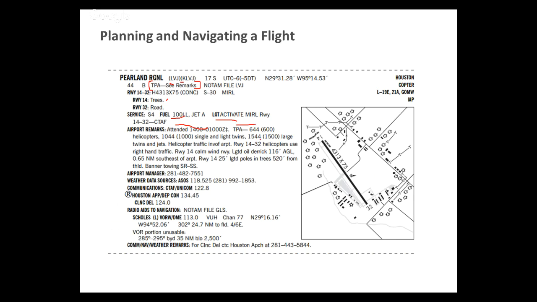Traffic pattern altitude, 644 feet, which happens to be 600 feet above the ground, so 644 mean sea level altitude. Oh, that's for helicopters, I'm sorry. 1,044 for single and light twins, and 1,544 for large twins and jets. Okay, so that's important to know. There's my traffic pattern altitude. I'm a light single.